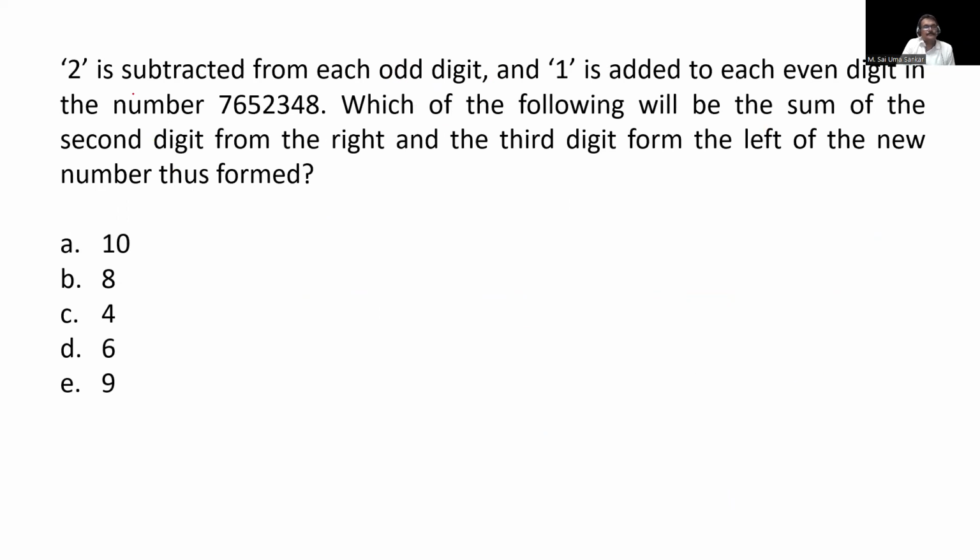Next case, if 2 is subtracted from each odd digit and 1 is added to each even digit in the number 7, 6, 5, 2, 3, 4, 8, which is the following: the sum of the second digit from the right and the third digit from the left in the new number formed? Here, no need to write down the ascending or descending order.